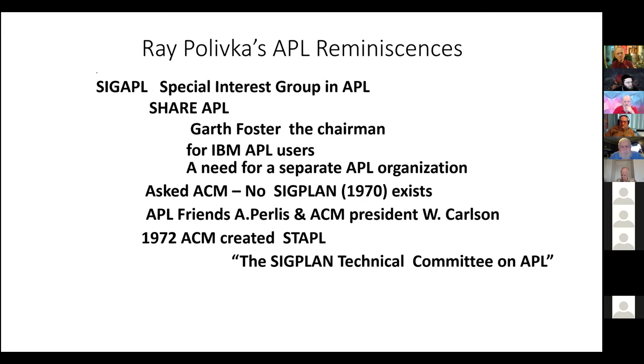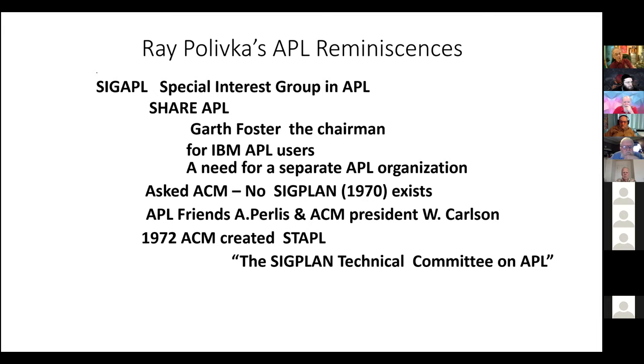we were talking about, oh, forget the ACM, which is the professional society for computer scientists. We're going to forget the ACM and start up our own organization. Well, we had two friends at that time. One was Alan Perlis at Yale, who had previously been the president of ACM, and the current president, Walter Carlson. Well, Alan Perlis was an APL pusher. He really liked it. And Walter Carlson, who was current president of ACM, was an IBMer who also knew about APL.